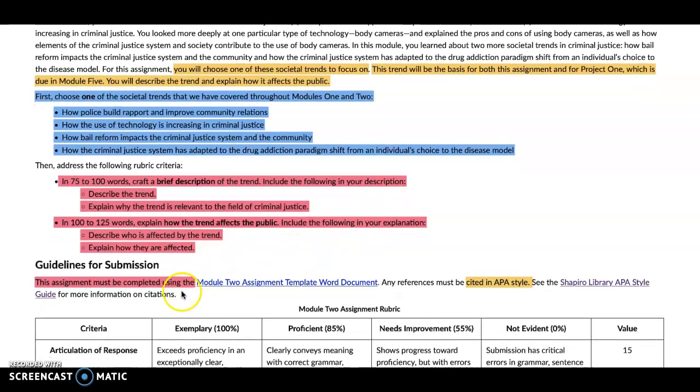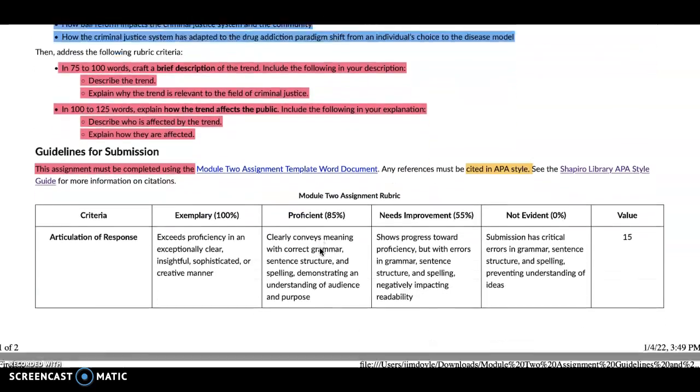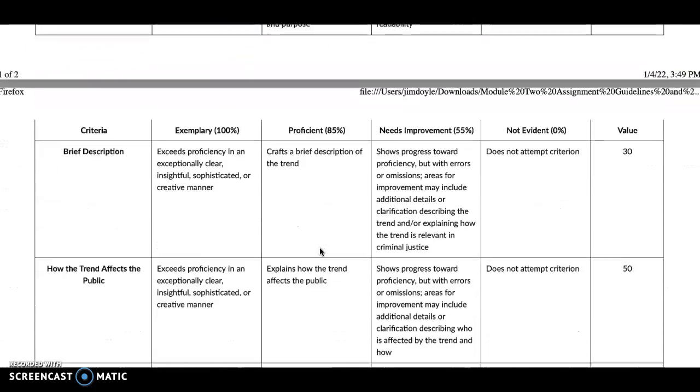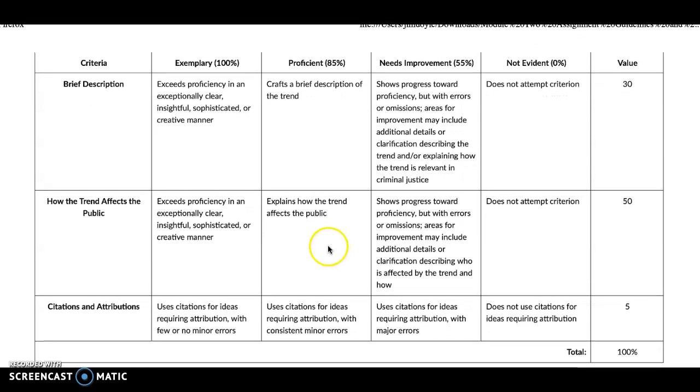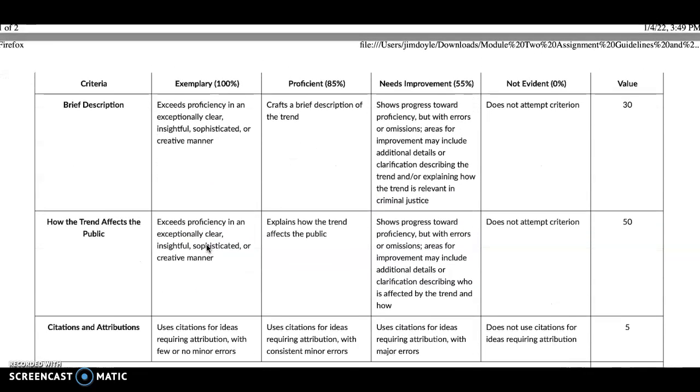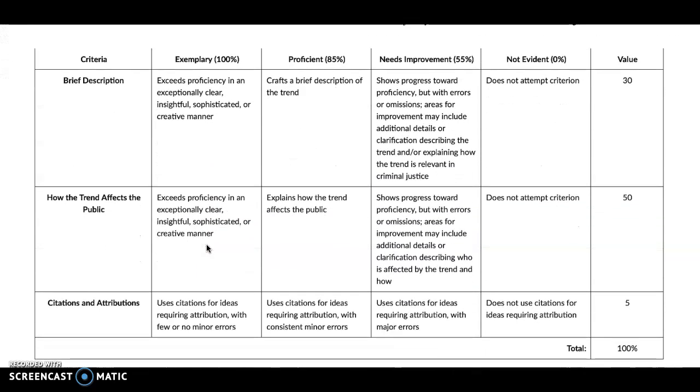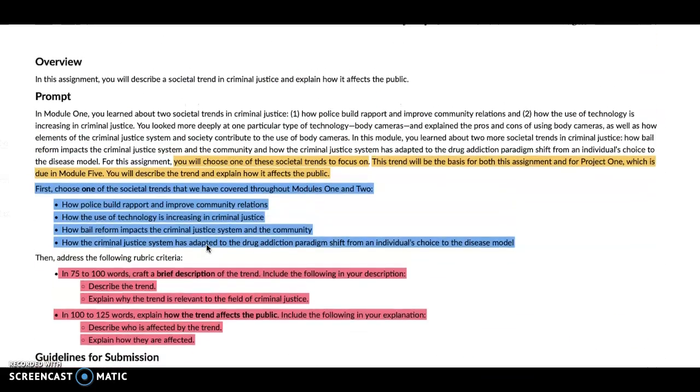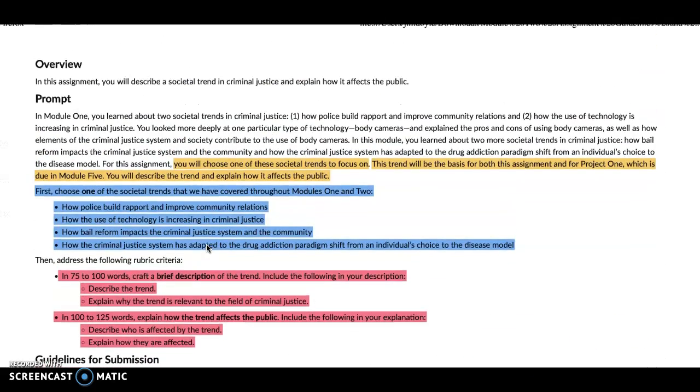And thirdly, make sure you use the Module 2 assignment template Word document for this assignment, and carefully review the grading rubric as you prepare this work so you know exactly what you're going to be evaluated upon. Again, show me some evidence of research if you want to get the exemplary rating. I think that's it. This is a fairly straightforward assignment.